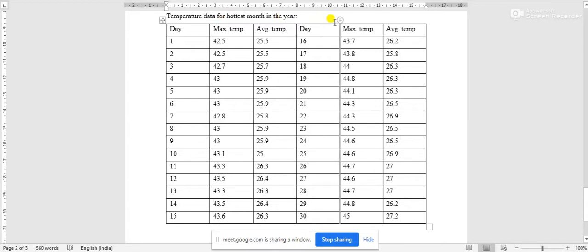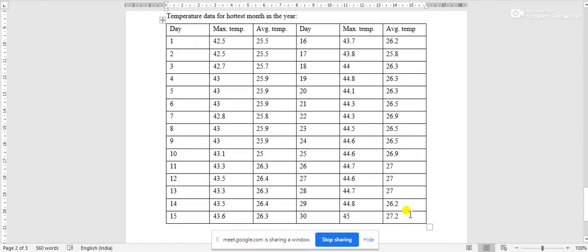Hottest month, for Indian condition, the hottest month is April. The month of April may be considered as the hottest month of the year in Indian condition, and we require the temperature data for that specific hottest month from day 1 to day 30. Now maximum temperatures are given for each day, and average temperatures are given for each day.